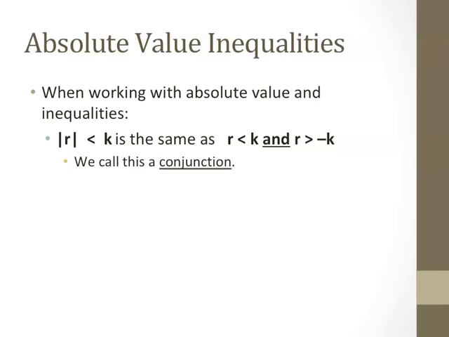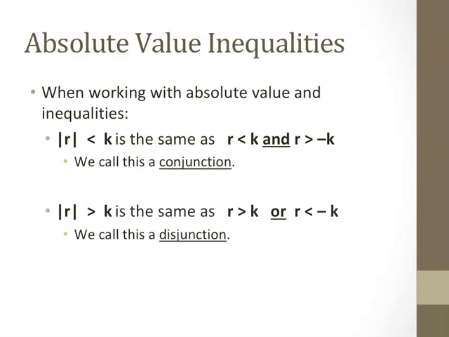Second, we have the case where the absolute value is greater than the other side. And in this case, you have either r is greater than k or r is less than negative k. And we call this a disjunction. Now, what's going to end up happening when you solve these absolute value inequalities is that in a conjunction, you'll end up with just one section of solutions, whereas in a disjunction, you'll have two sections of solutions.